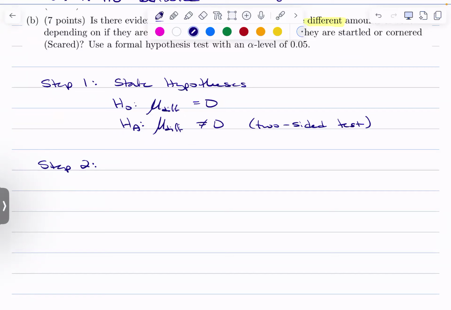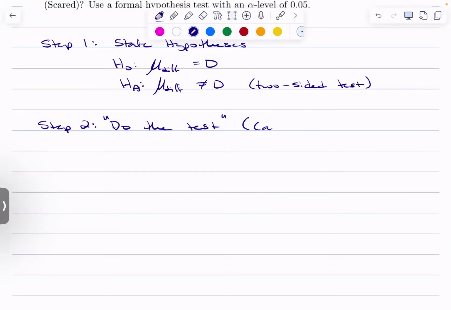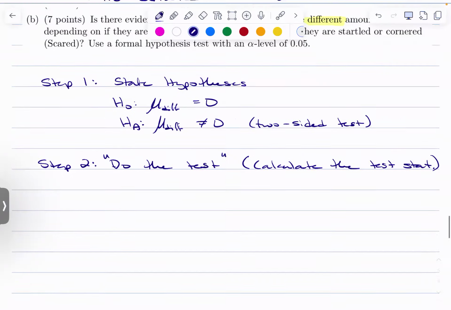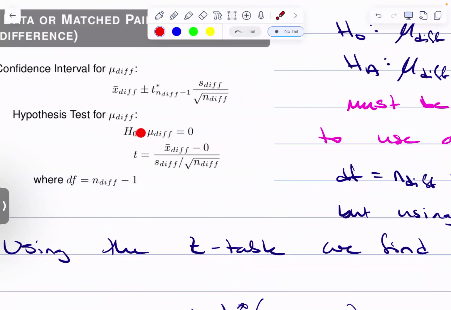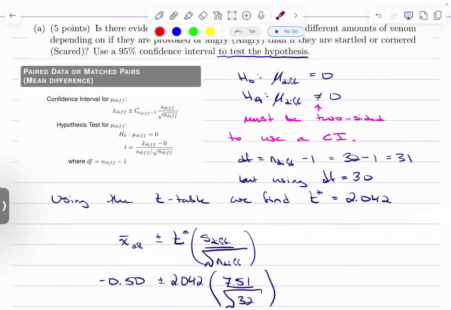Step 2, I like do the test. But really what I mean is calculate the test statistic. The test statistic is your t, right? And on your formula sheet, it's just outlined as, okay, if you're doing a hypothesis test, here's step 1 and here's step 2, and here's what you're gonna need for step 3, your degrees of freedom, right? And then once you have your p-value, everything stays the same.